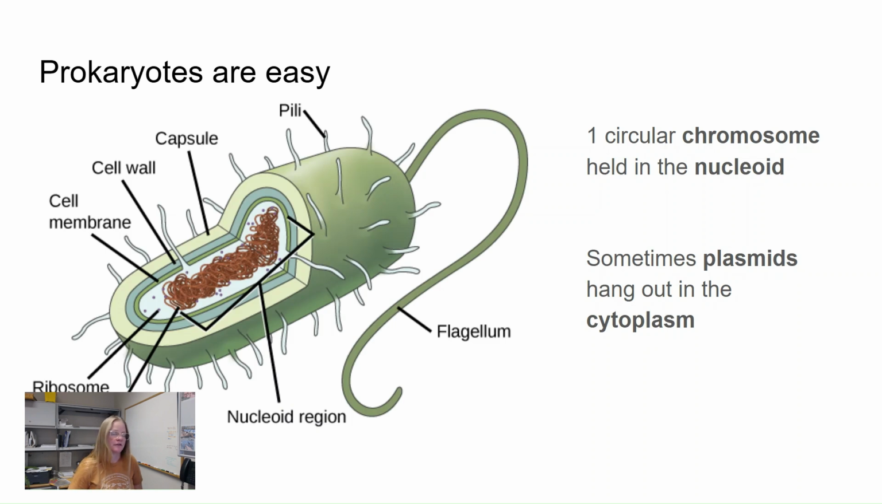Okay, so prokaryotes' genome is really simple. They have one circular chromosome, and this is what is held in that nucleoid region. It's not a nucleus because it's not membrane bound like we see in eukaryotes.